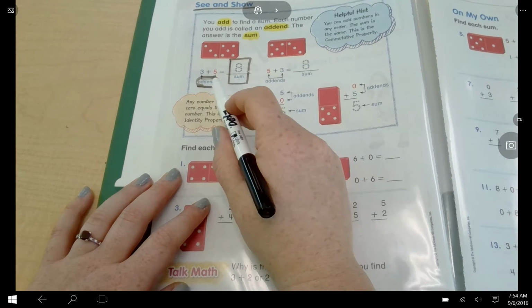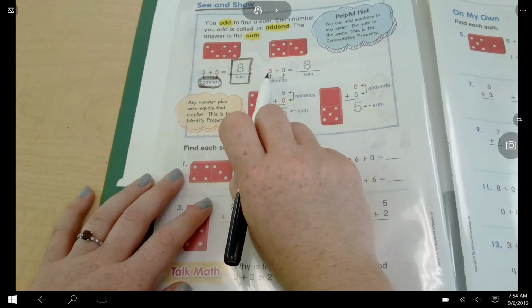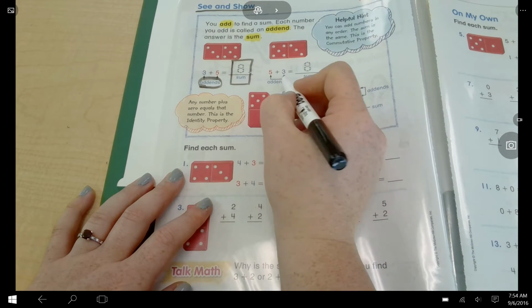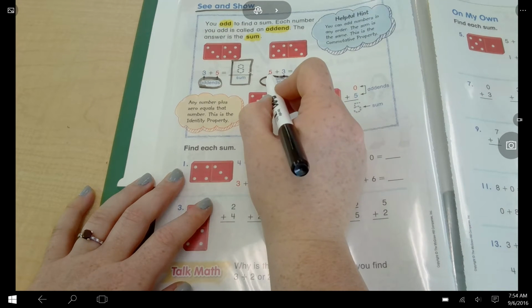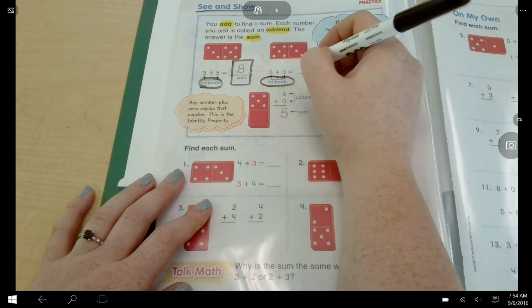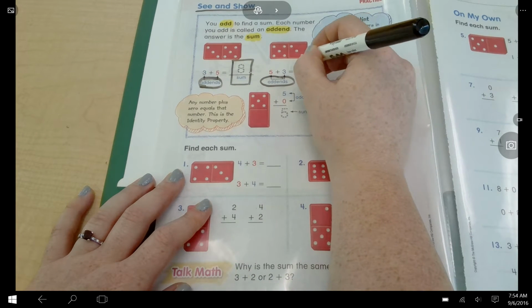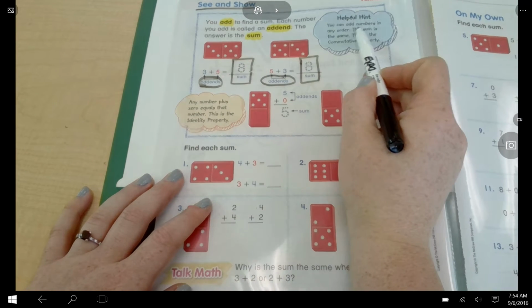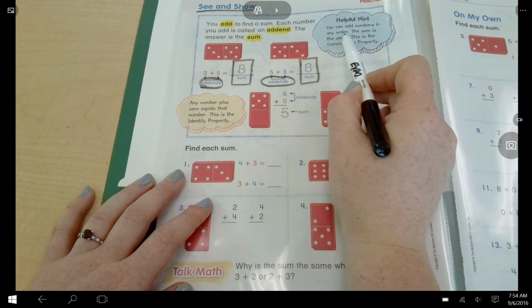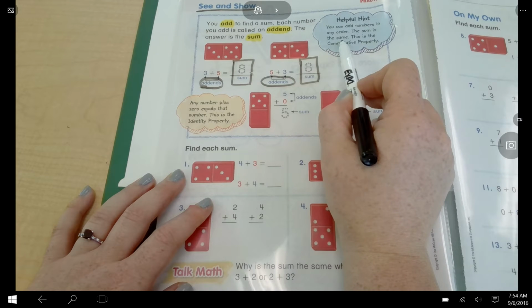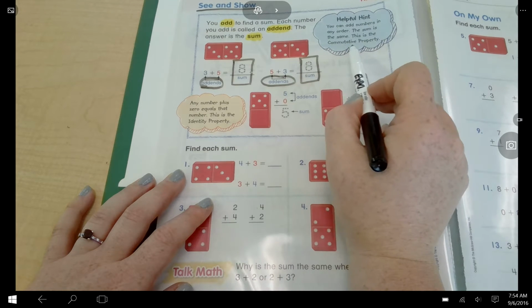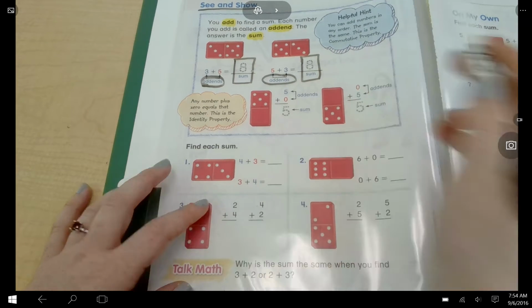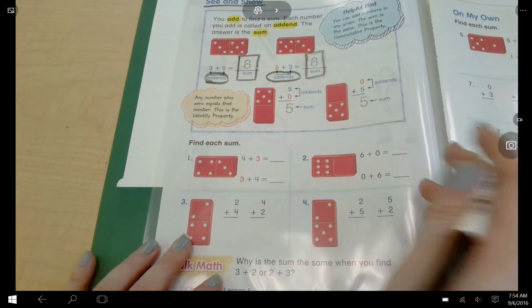It says 3 plus 5 equals 8. And we can switch the add-ins. Look how they switched the add-ins the second time. 5 plus 3 equals 8. It's telling us you can add numbers in any order. The sum is still the same. This is called the commutative property. That's what I just told you. Yay! All right.